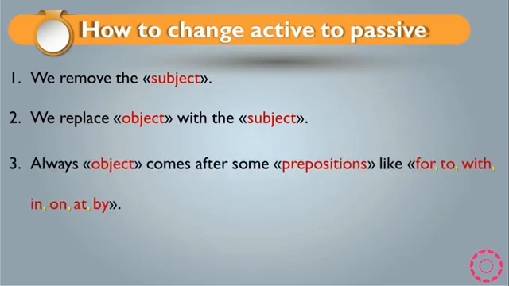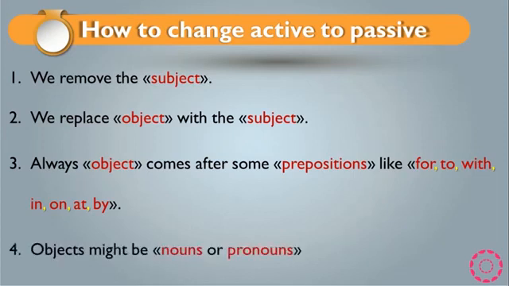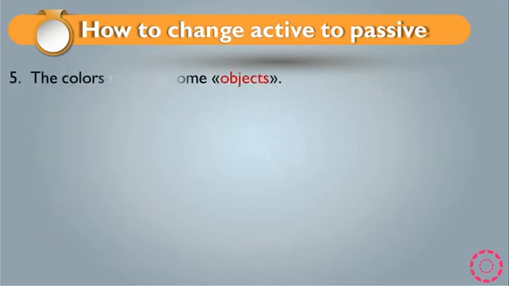The object always comes after some preposition like for, to, with, in, on, at, or by. Usually, or you can say always, the object comes after prepositions like these. The object might be a noun or a pronoun. Another point: colors never become objects. So you have to know that colors never become objects.